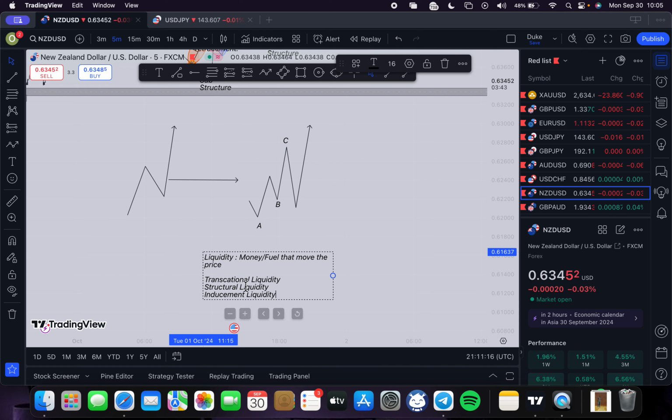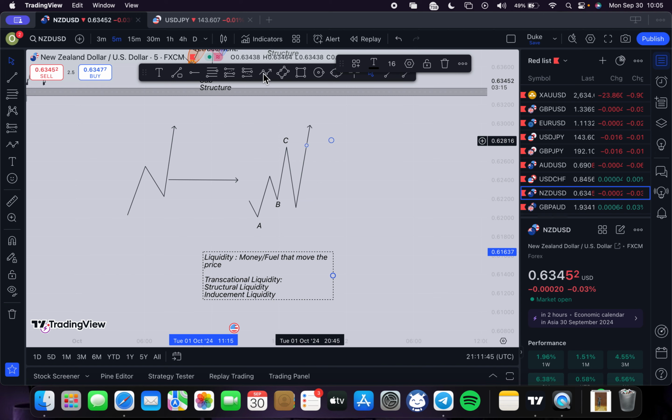So first of all, our transactional liquidity. What is the meaning of our transactional liquidity? It can be seen as corrections in the market. You see this low here, higher high, higher low. These are corrections that are left for the market to come and correct. These are our transactional liquidity.